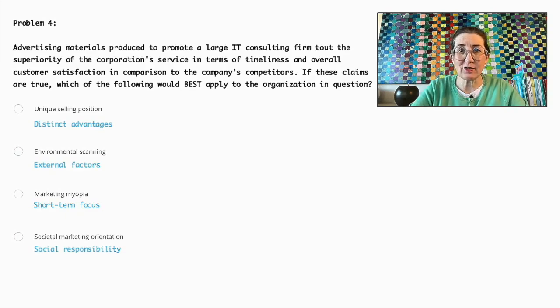If the consulting firm's advertising claims about superior service and customer satisfaction are true, the term that best applies to the organization is unique selling position, highlighting its distinct advantages over competitors.